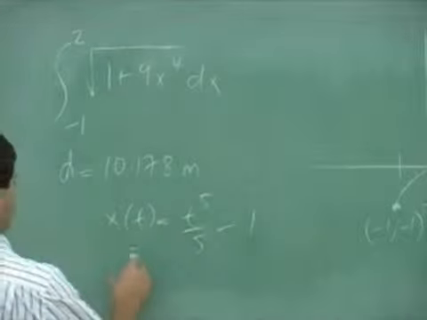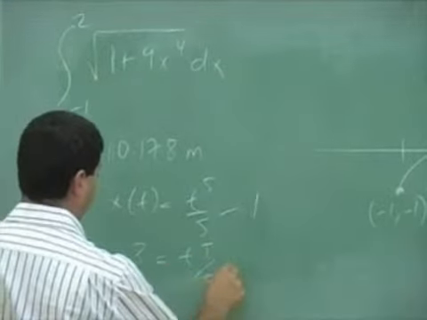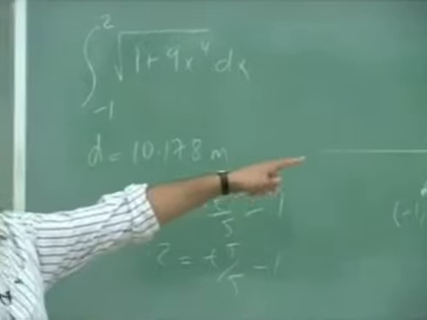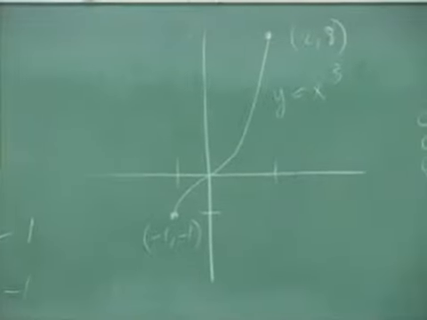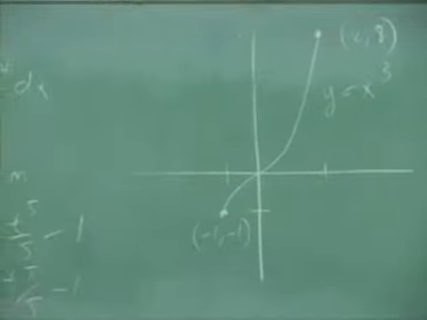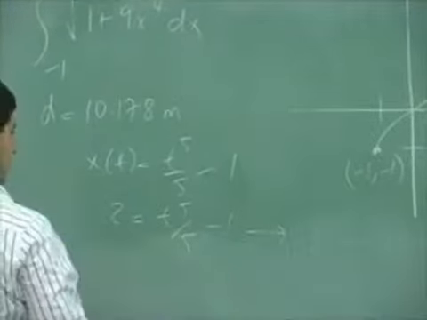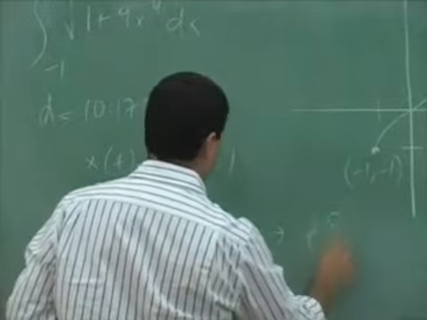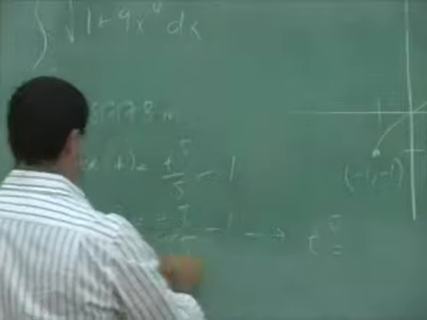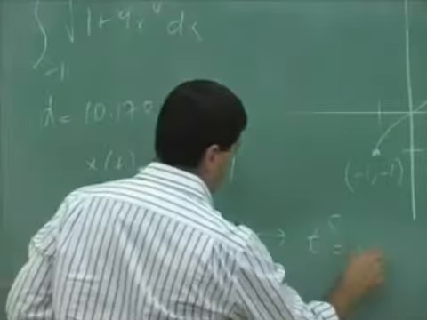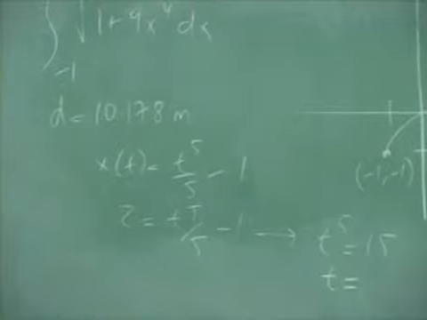And then put x of t equal to 2, right? Because by the time the particle ends its path, the x is equal to 2. Now solve for t from here. So we get, 1 goes over there, that's 3. 3 times 5 is 15. t to the power of 5 is 15. t is 15 to the 1/5 root, okay?